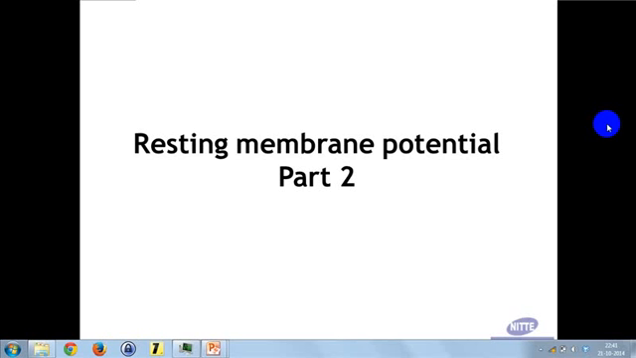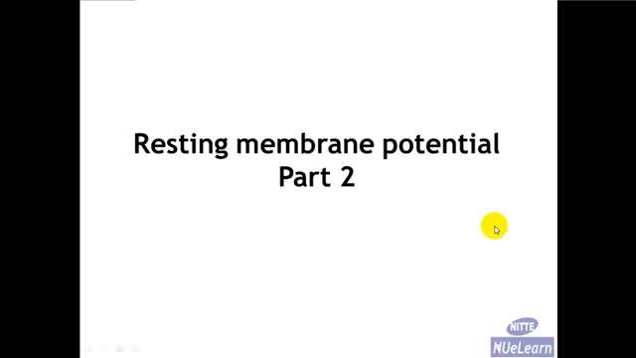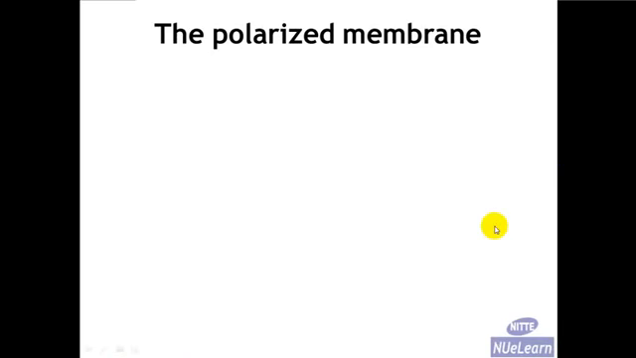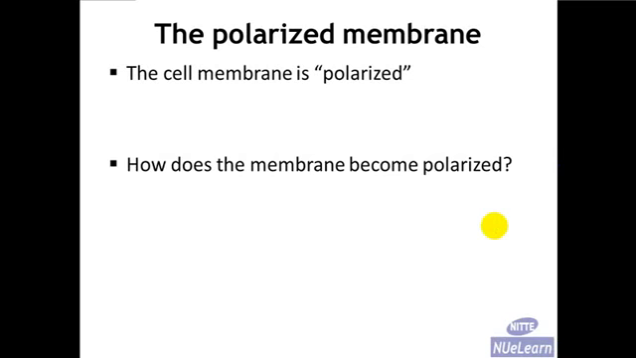Hello. In this second video of this section on resting membrane potential, we will look at the origin of the resting membrane potential. We will define the resting membrane potential and try to understand how it comes about that cell membranes are charged. So, as we discussed earlier, cell membranes are polarized. There is a charge separation.